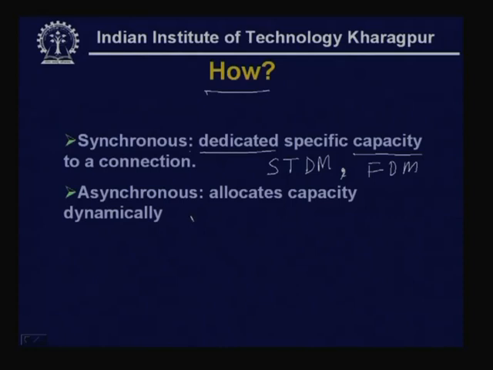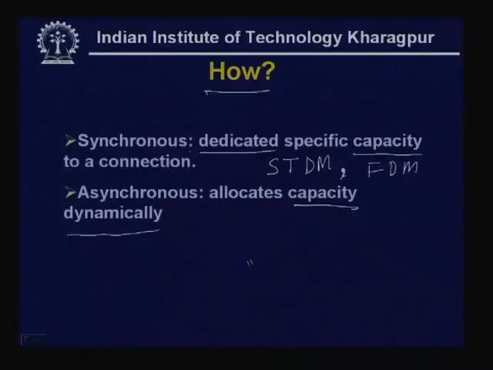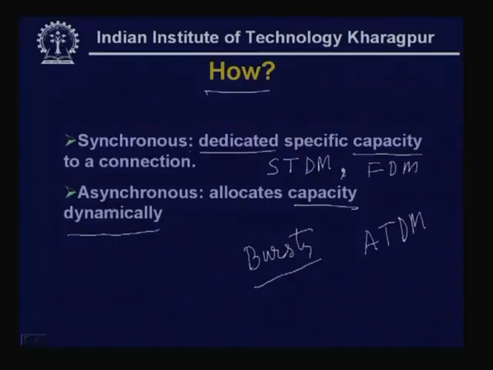On the other hand, in an asynchronous technique, the capacity is allocated dynamically. This asynchronous technique is very important for data communication. The reason is that we know the data is bursty in nature. Whenever the data is bursty, there is no point in providing dedicated capacity, because if dedicated capacity is allocated, it will not be utilized. That is why in a bursty environment it is necessary to use an asynchronous technique such as asynchronous time division multiplexing, ATDM, where the capacity can be allocated dynamically. That is why most of the medium access control techniques that we shall discuss will be based on asynchronous techniques.